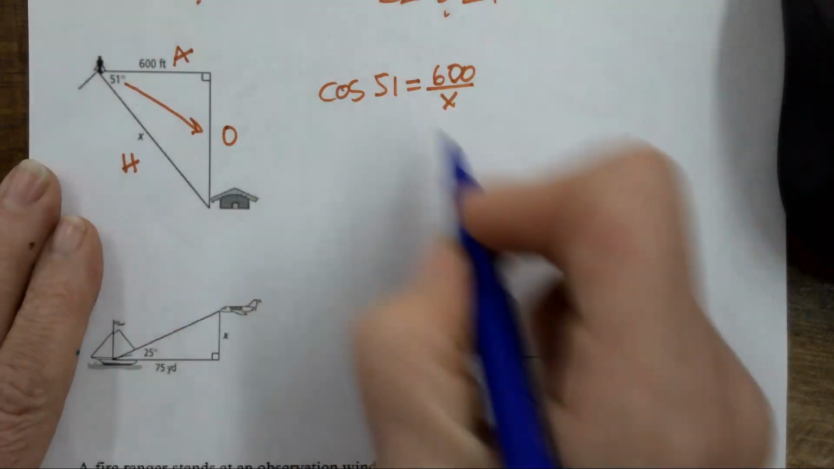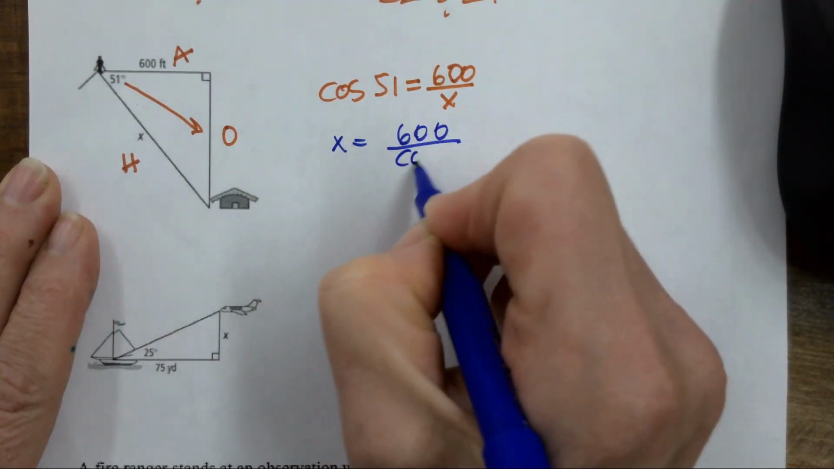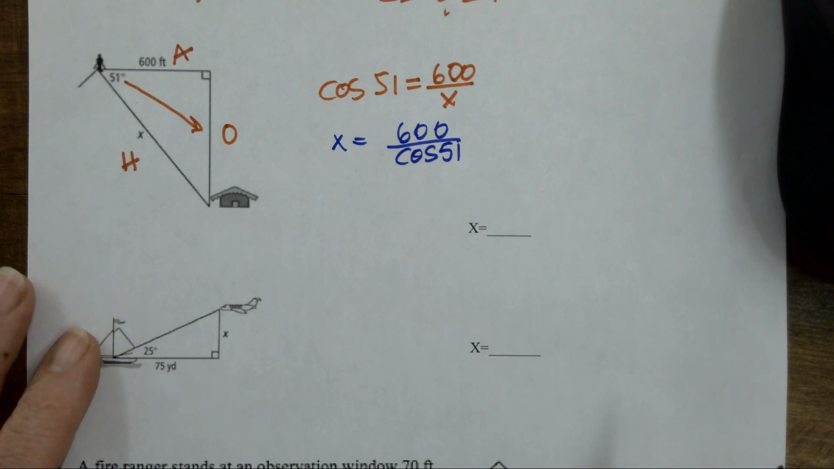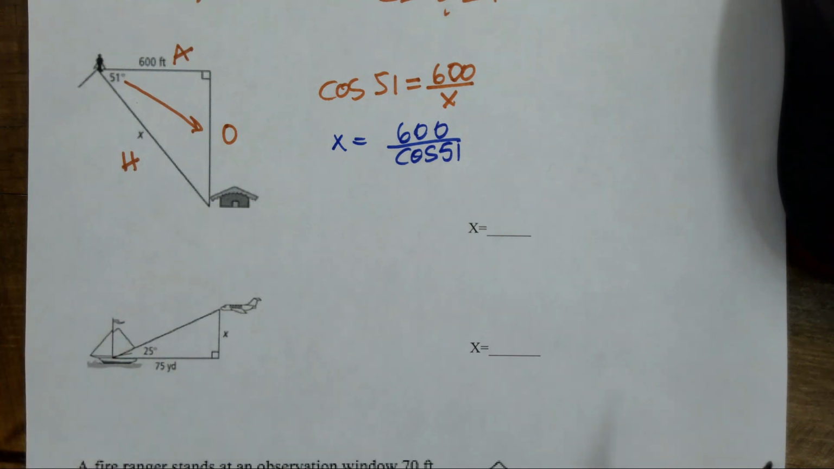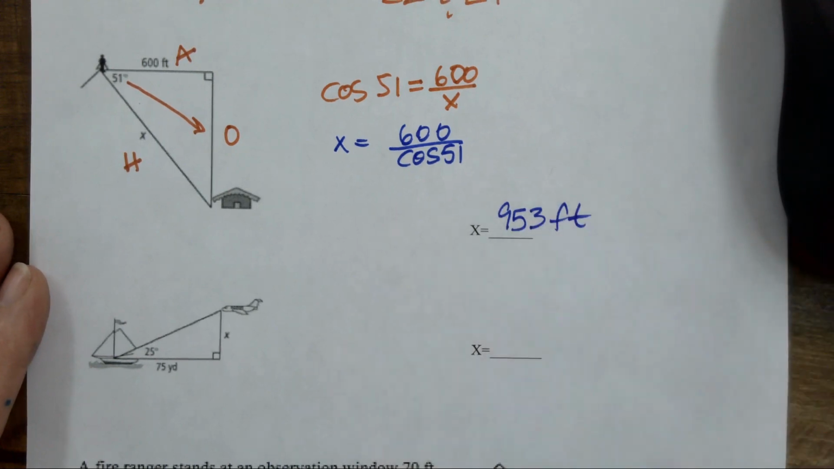Yep, flip-flop. So x would be 600 divided by the cosine of 51. Go ahead and plug that in your calculator. I'll let you guys do that and then give me a shout out for an answer when you get it. 953. Does anybody else agree with that? We've got a concurrence? Okay. 953 feet.